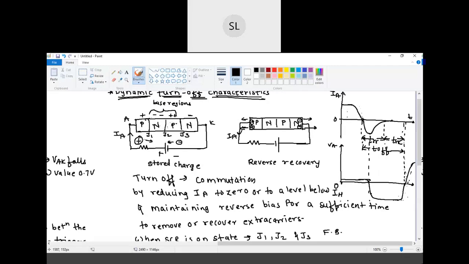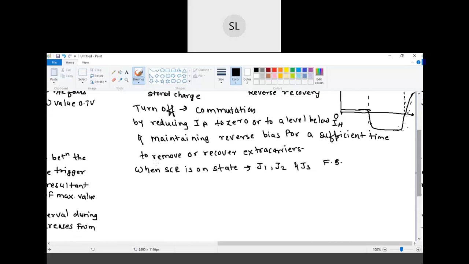Now in order to turn off this conducting thyristor, what shall we do? We need to apply some reverse voltage across it. Now when we apply some reverse voltage across this conducting thyristor, what will happen? The holes and electrons in the vicinity of the junctions J1 and J3 will diffuse through these junctions, and it will result in a reverse current.